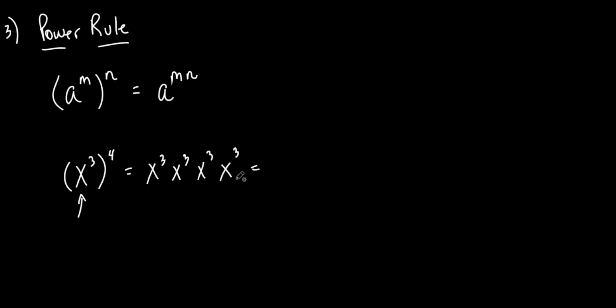Now, what's the rule when you have multiplication? You add up all the exponents, okay? 3 plus 3 is 6, plus 3 is 9, plus 3 is 12. So this is x to the what?